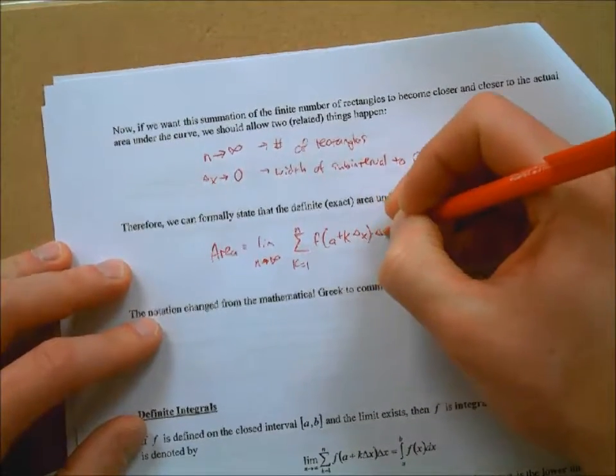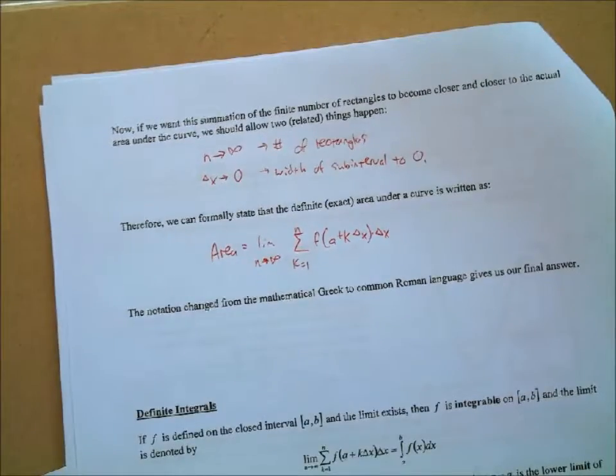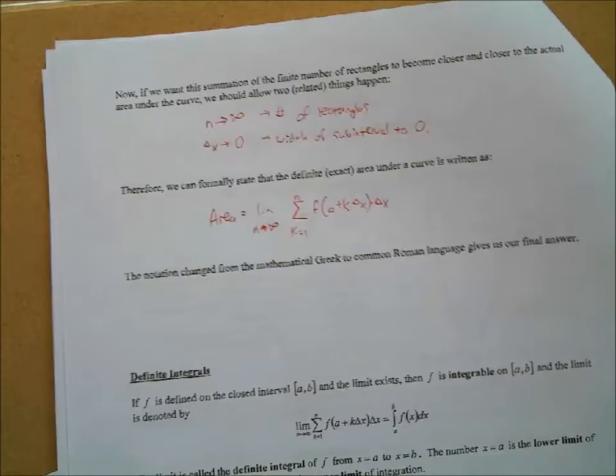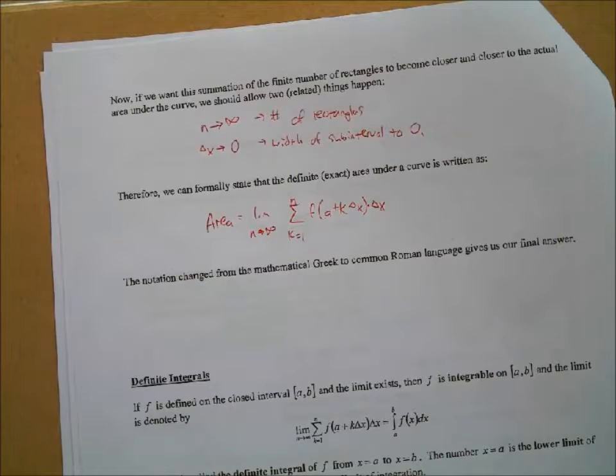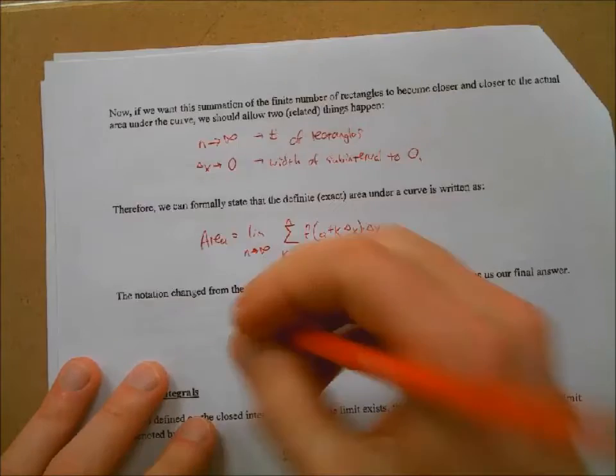Okay, times delta x. Limits are hard enough on their own. Sums are hard enough on their own. Let's put them together. There it is. This allows us to find the exact area under a curve on an interval. But of course, that's kind of a handful.